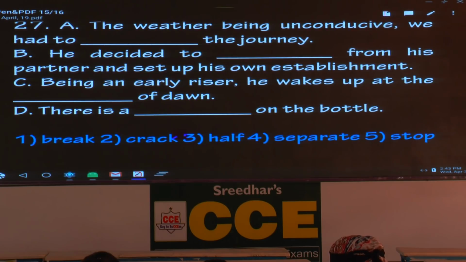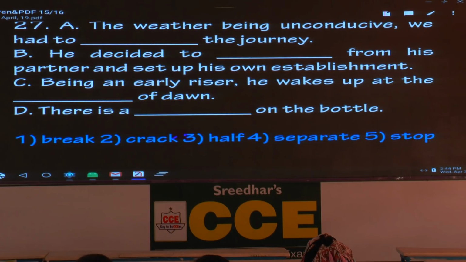We'll start with the first word. He decided to break from his partner and set up his own establishment. That's also right. And being an early riser, he wakes up at the break of dawn. Dawn is what? First you write the meaning of the word dawn. The time before the sunrise. Break means from that state to the next state. Break the dawn is also acceptable.